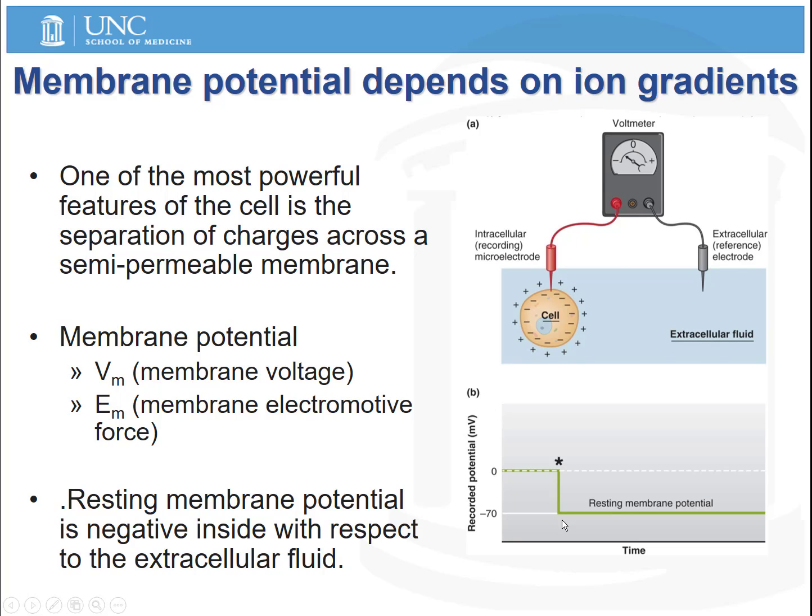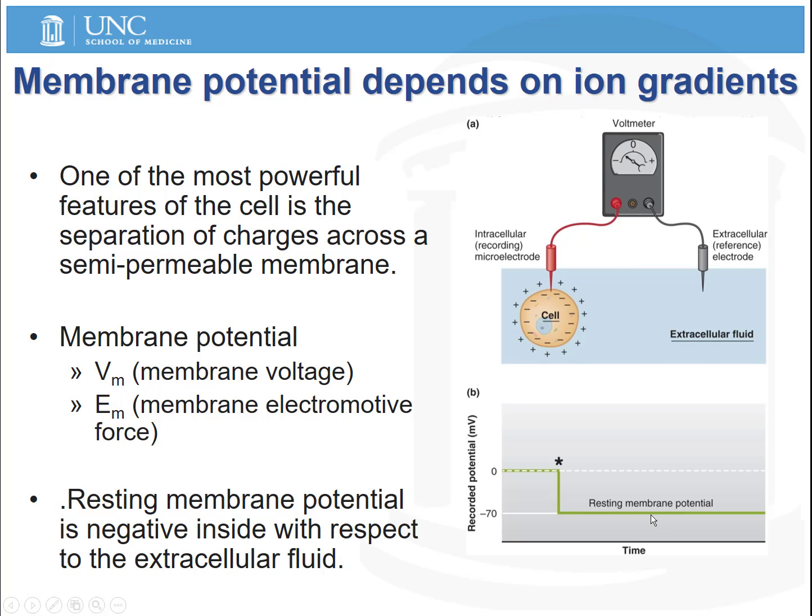Then if we look at this panel here on the bottom, we can see where a voltmeter has been used to actually record that membrane potential. In this region before the star, both of the electrodes, the red recording electrode and the black reference electrode, are in the extracellular fluid. And so the recorded potential is 0 millivolts. There's no difference in the voltage detected by the electrodes. But at the star, that red recording electrode is inserted into the cell, and a membrane potential of about -70 millivolts is recorded. So the inside of the cell is negatively charged with respect to the outside of the cell.